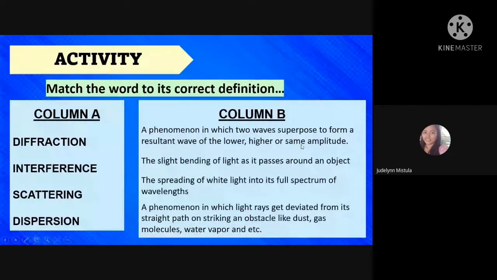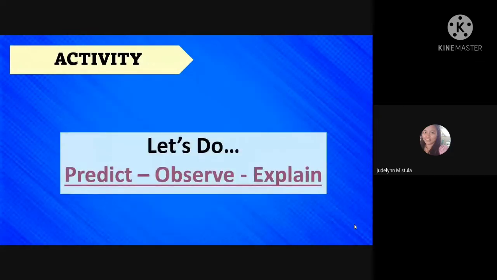Are you done? Let's reveal the correct answers. Did you get it right? Good job! This time, we will do predict, observe, and explain. You will predict what will happen if I do something, then observe, then try to explain what you have observed.